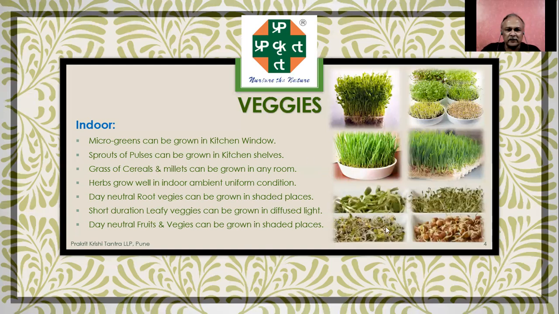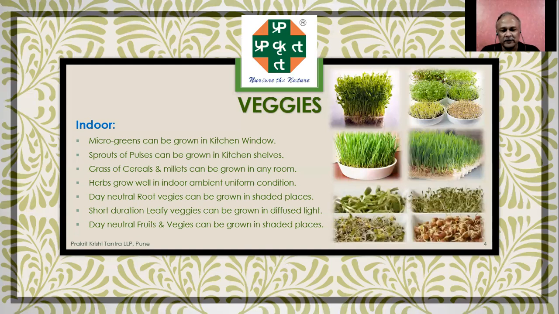Different kinds of pulses are mostly used for sprouts, but a long list of seeds are available and possible to sprout and consume. And then certain grass cereals like wheat grass or certain millets are also used for this purpose. And then certain herbs also can be grown indoors for the purpose. Herbs also can be grown indoors as vegetables for consumption. And then day neutral root vegetables like carrot, radish, etc. can also be grown in hydroponic condition, in shaded places.